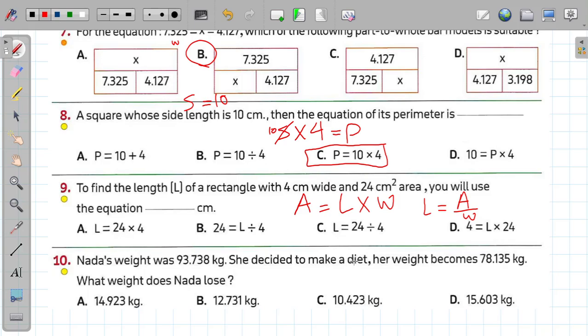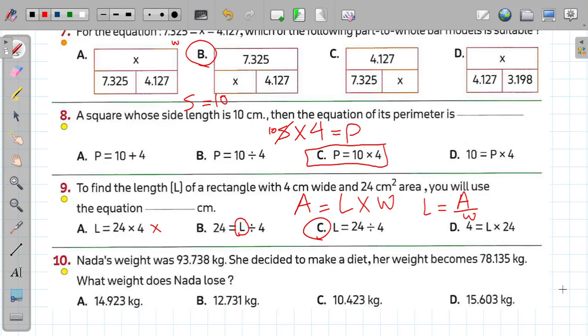Okay, so I want a division operation, and the area is the first number. Okay, here it's multiplication, so it's not true. Here is a division, but 24 is not the first number. Here I have 24 divided by 4, so it's true. Okay, and here I have L times 24, so it's not true.